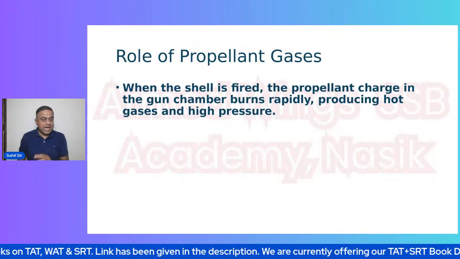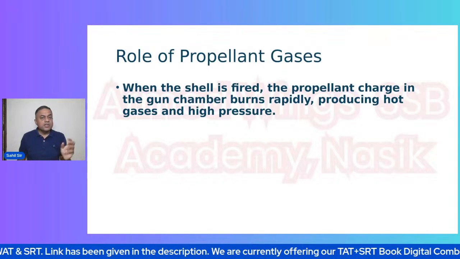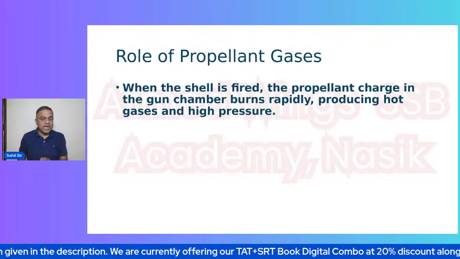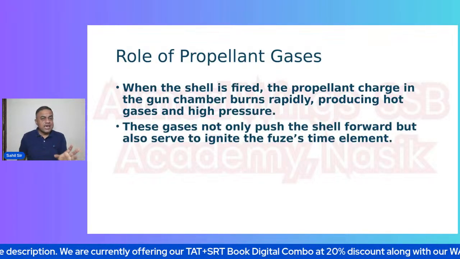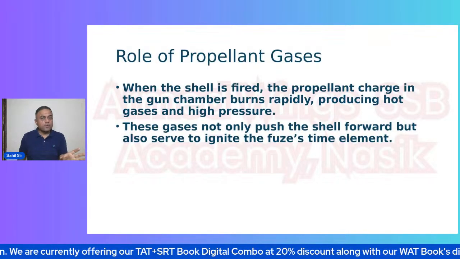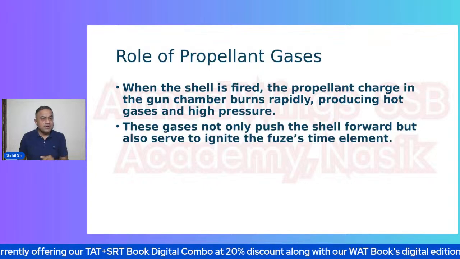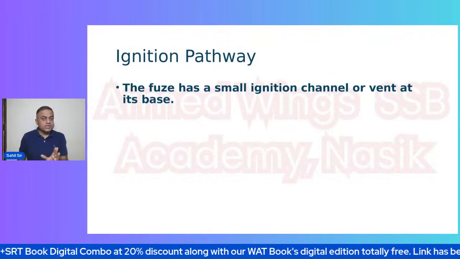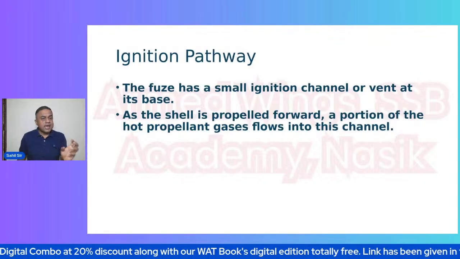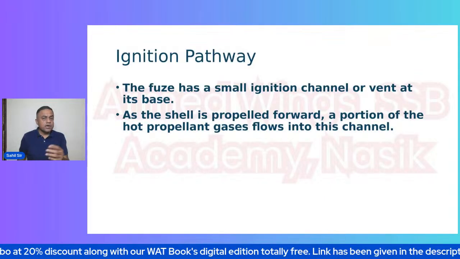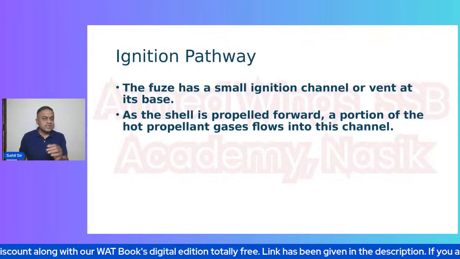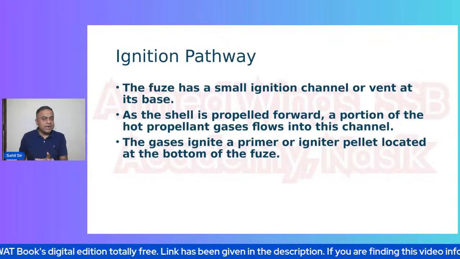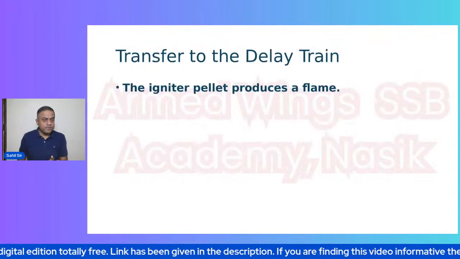Role of propellant gases. When the shell is fired, the propellant charge in the gun chamber burns rapidly, producing hot gases and high pressure. These gases not only push the shell forward, but also serve to ignite the fuse's time element. The fuse has a small ignition channel or vent at its base. As the shell is propelled forward, a portion of the hot propellant gases flows into this channel. The gases ignite a primer or igniter pellet located at the bottom of the fuse.